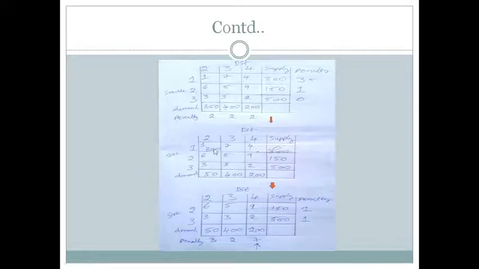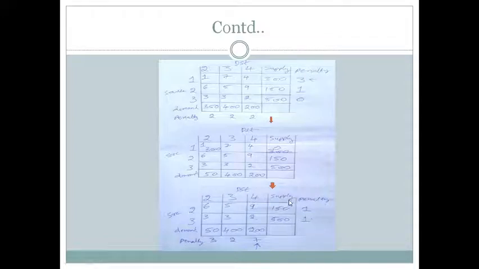Put that value as X into this C of 1 2 cell and subtract that X value with supply, we get 0. Subtract with demand value, we get 50. So the supply is 0 here. Remove or delete that complete row. So the new cost matrix is this.